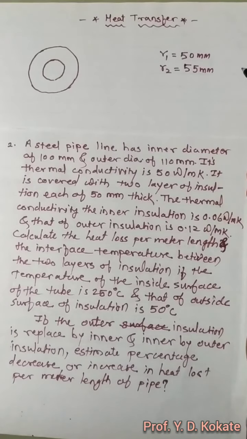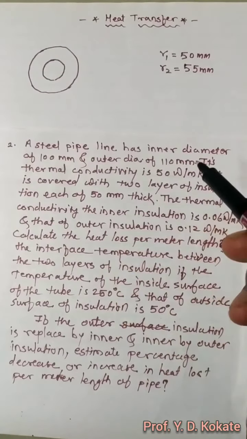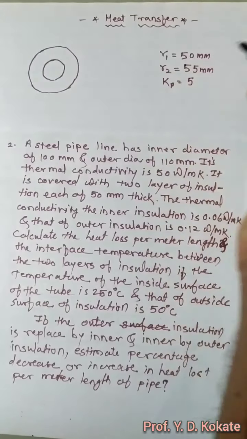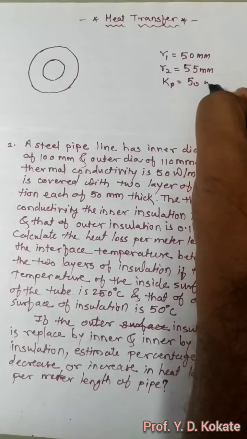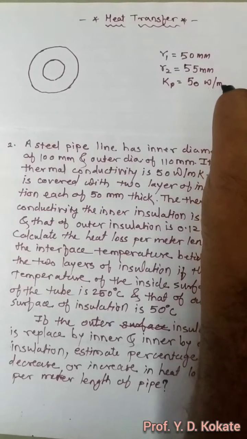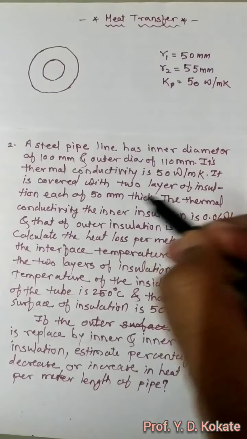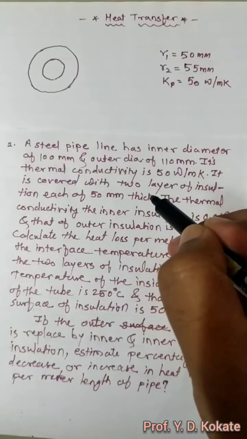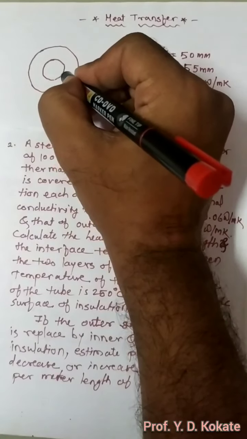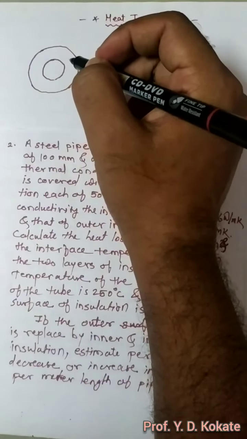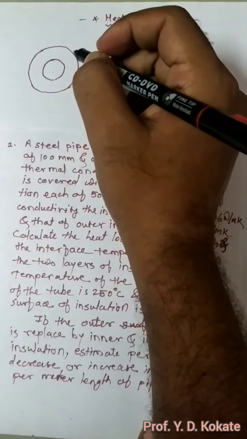your answer is wrong. Then what they say next, its thermal conductivity, that means K of pipe is 50 watt per meter Kelvin. Now next, it is covered with two layers of insulation of thickness 50 mm each. That means this is inner pipe and this is outer pipe. On this pipe two insulations are provided, each having 50 mm thickness.